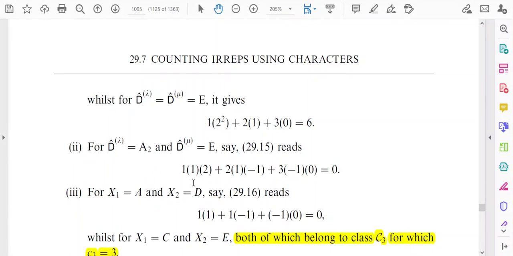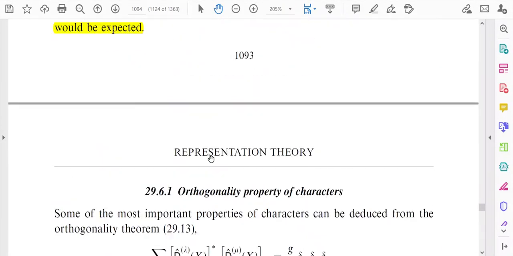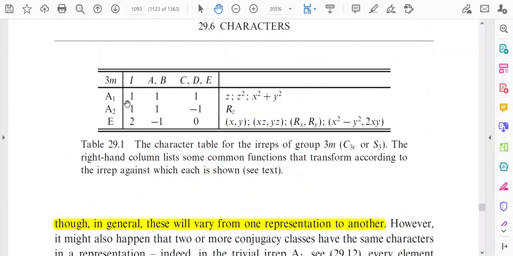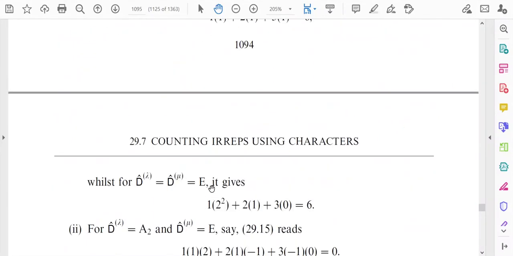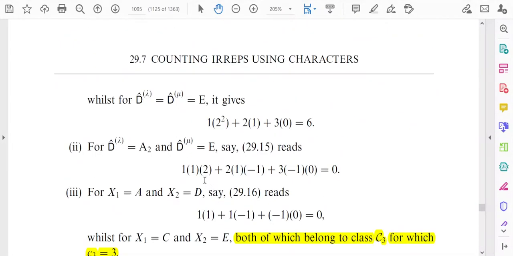So if you consider the characters corresponding to the first element, 1 is coming from A2 and 2 is coming from E. Let us check it from the table. So 1 is coming from the A2 representation and 2 is coming from the E representation. So the next product will be 1 into minus 1 and then minus 1 into 0. So let us check it again. You see that 1 into 2, then 1 into minus 1 and then minus 1 into 0 is equal to 0. So equation 29.15 holds for this particular character table.